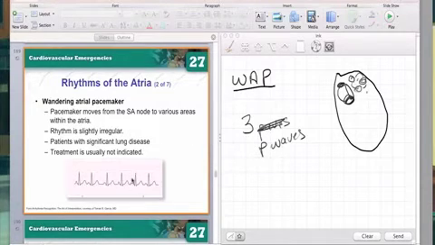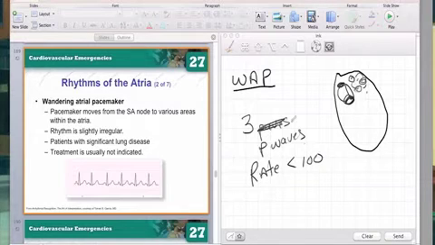It's that simple. Your R to Rs might be slightly irregular. My P to Ps might differ. And I'm going to have 3 different size P waves. And your rate is going to be less than 100. If you have all of that, you have a wandering atrial pacemaker. There's nothing too much to say more about that. As far as treatment's concerned in the field, we really don't treat wandering atrial pacemakers. It's pretty benign.